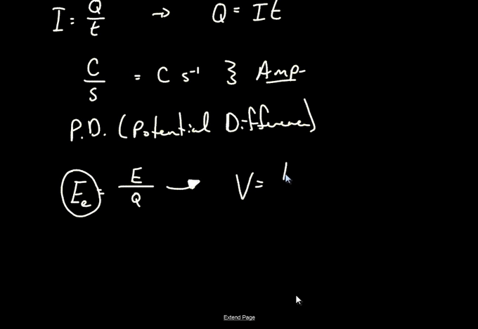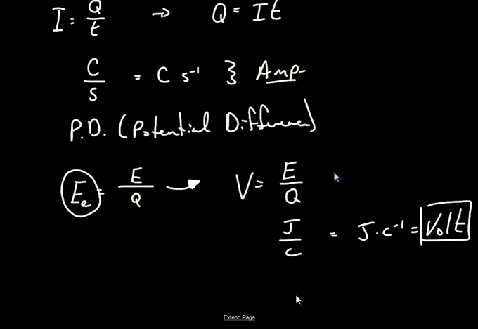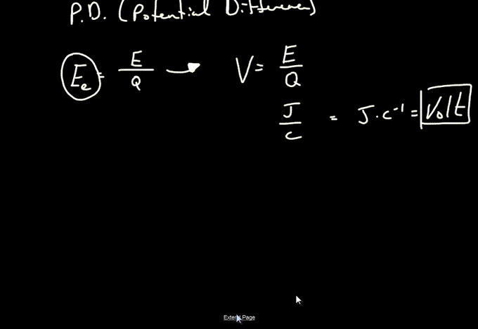Voltage is equal to potential per amount of coulombs. So the units here, of course, are joules per coulomb, like that, which is called a volt. So amps and volts, that's what they are. They're related like this.